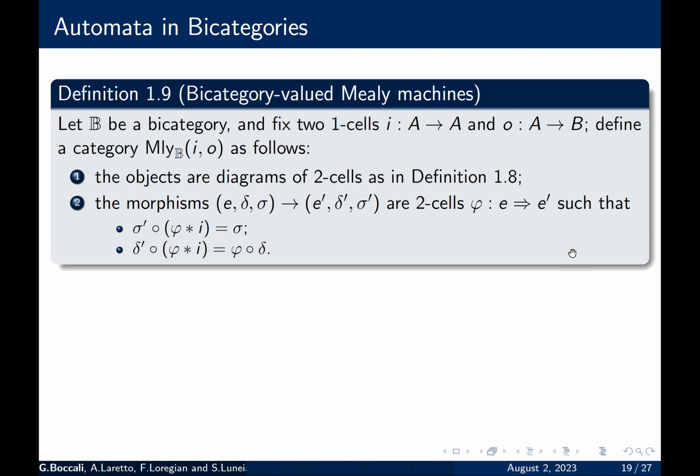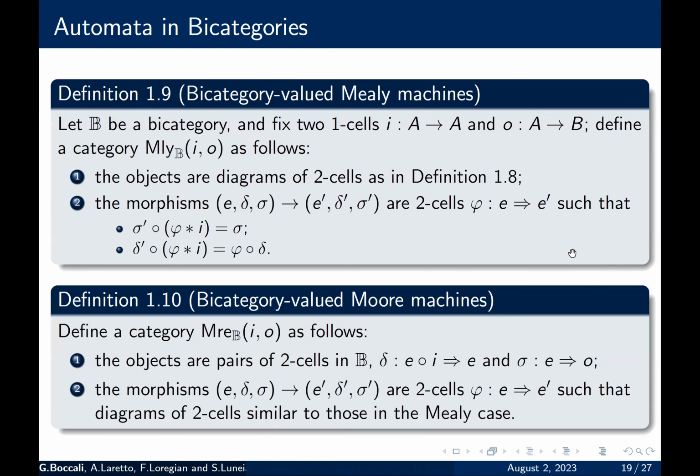We can define bicategory valued Mealy machines in this way. If we have a bicategory and we fix one cells I from A to A and O from A to B, we can define a category Mealy B IO as follows. Objects are diagrams of two cells as we have seen before, and morphisms are two cells that satisfy the obvious constraints that are simply a generalization of the ones you saw before.